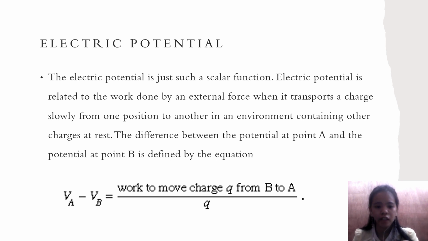Electric potential. The potential is just a scalar function. Electric potential is related to the work done by the external force when it transports a charge slowly from one position to another in an environment containing other charges. The difference between the potential at point A and the potential at point B is defined by the equation: VA minus VB is equal to the work done on the charge Q from B to A, over Q.